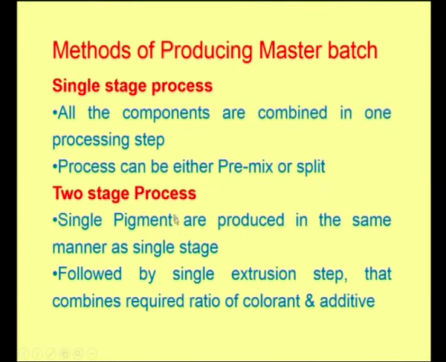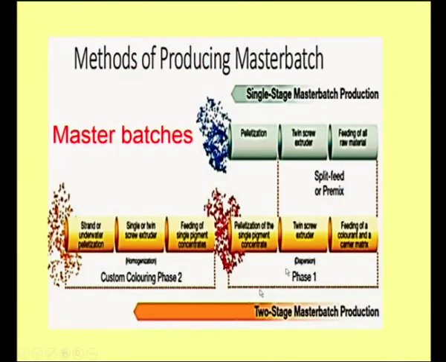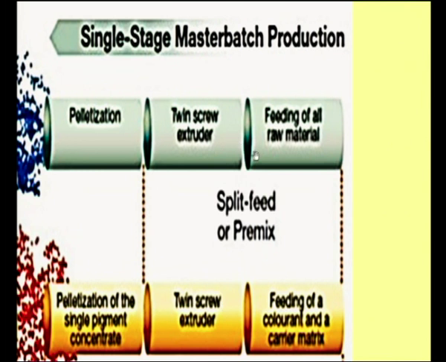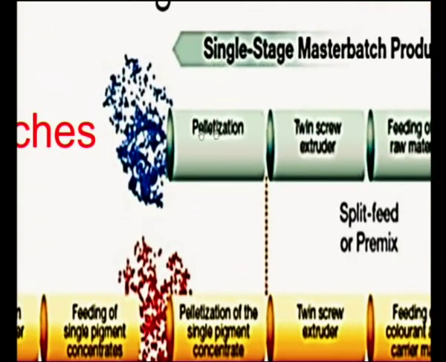Next, in the two stage process, single pigment concentrates are produced in the same manner as a single stage, followed by which in the second stage you have a single extrusion step that combines the required ratio of colorant and additive. So, that is how the two stage process differs from the single stage process, as you could see from this diagram. This is an example for single stage master batch production, where you could see the feeding of the raw material here. Here you can have a split feed, or you can also have a pre-mix followed by a twin screw extruder that will actually pelletize. Now you have a master batch of pellets of a blue color like this.